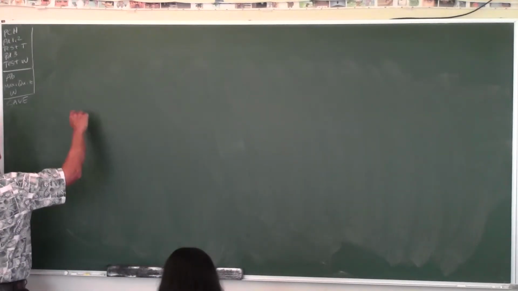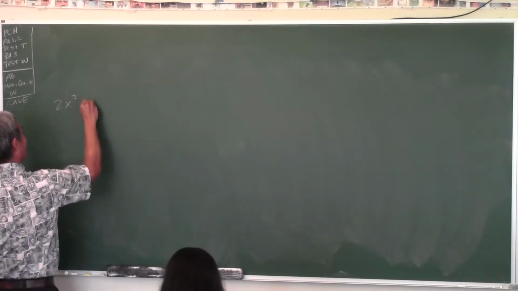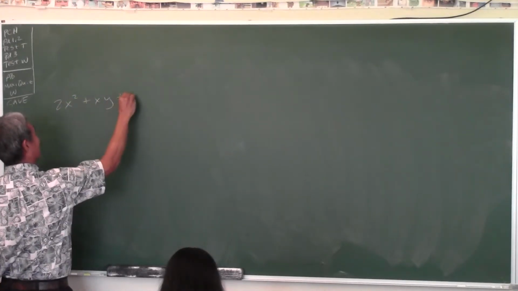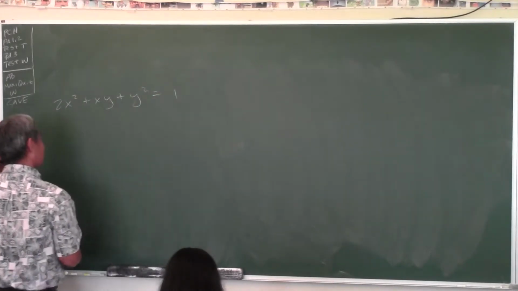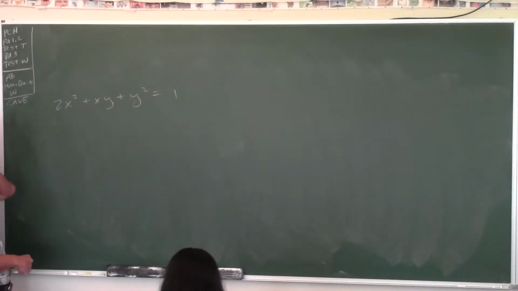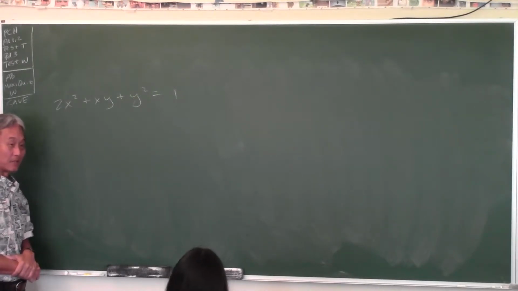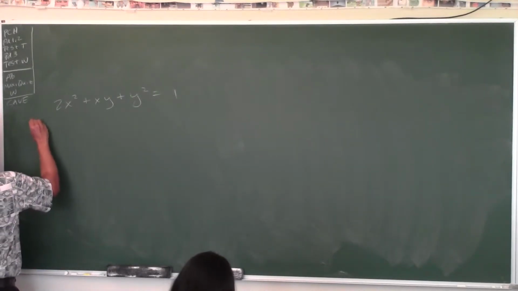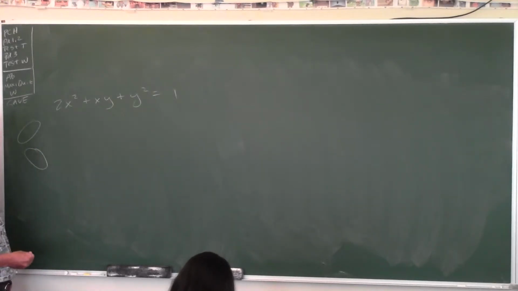Okay, so let me think. 2x squared plus xy plus y squared equals 1. Do I like this? Okay, that's good enough. Now, does anybody know what this graph looks like? It's a tilted ellipse, that's what it is. I'm not really sure if it tilts that way or that way. After we finish the problem, I'll tell you which way it is.